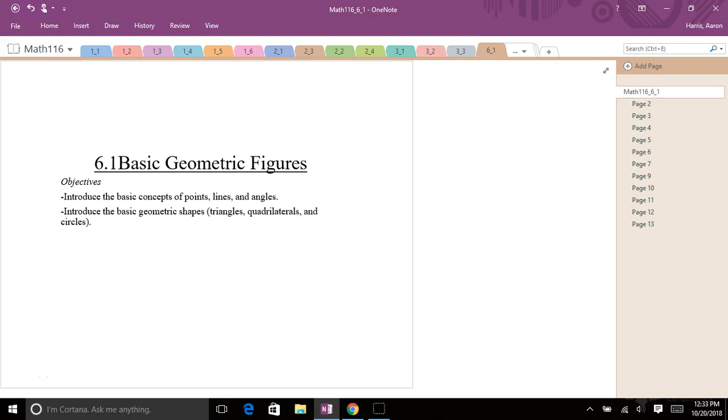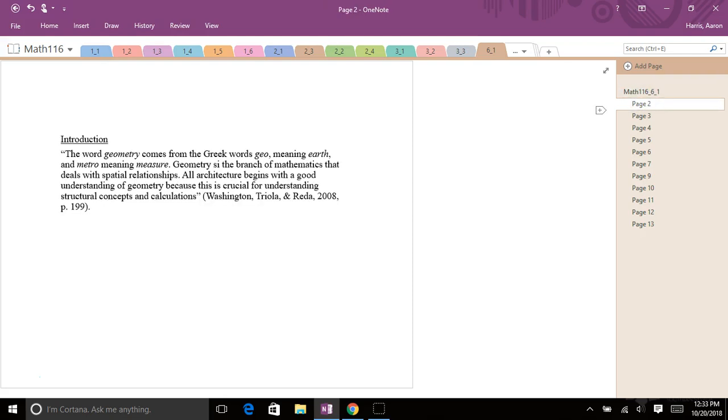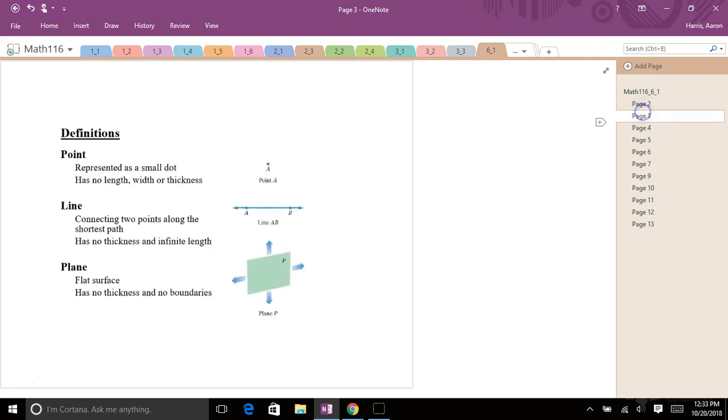So let's talk, there's quite a bit of vocabulary here. Let's talk about what geometry means. That comes from the Greek word geo, which means earth, and metro meaning measurement. So it's a branch of mathematics that deals with spatial relationships. Architecture is a good example, and some others there.